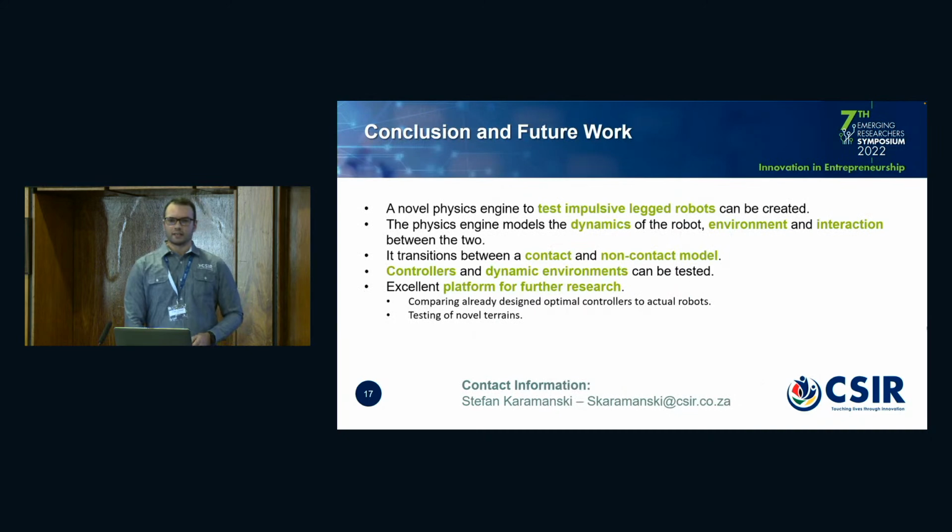So, conclusion and future work. This project proved that a novel physics engine to test impulsive legged robots can be created. The physics engine models the dynamics of the robots, the environment, and the interaction between these two using trajectory optimization. It transitions between a contact and a non-contact model to solve trajectories quickly and accurately. And it was shown that controllers and dynamic environments can be tested, which is a fantastic result that can be used to further research legged robots.